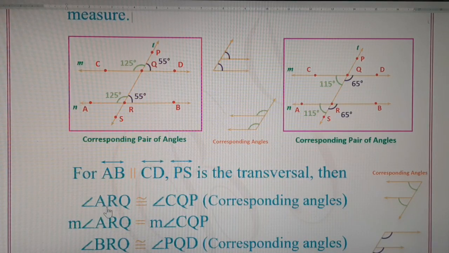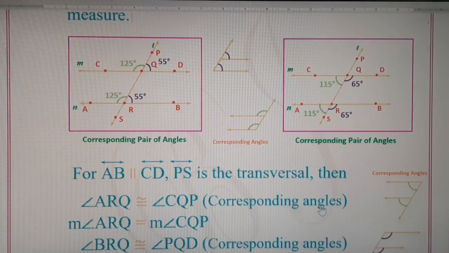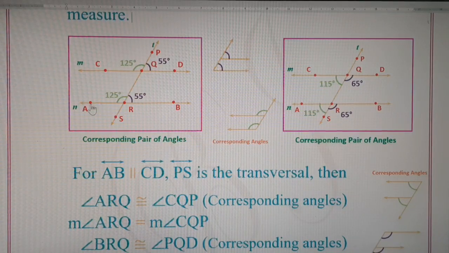So angle ARQ and angle CQP form corresponding angles. Angle ARQ, angle CQP. These two angles, which are marked with the green color, form a corresponding pair of angles. Angle ARQ and angle CQP. They form a pair of corresponding angles.